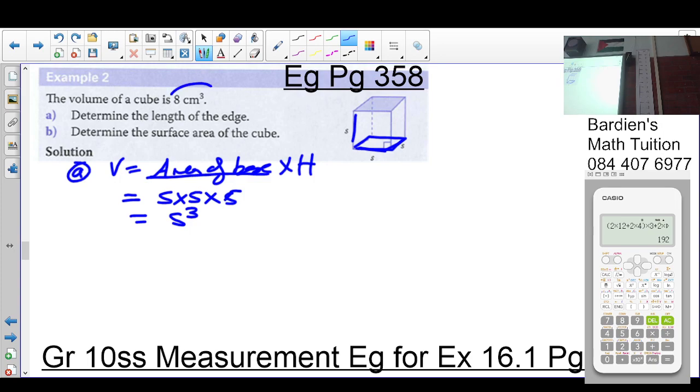But what is the volume? 8. So 8 is equal to side cubed. How do we get the length of the side on its own? Cube root of 8. And what's the cube root of 8? 2. The length of the side is 2 centimeters. Okay, any confusion there? You should get B.